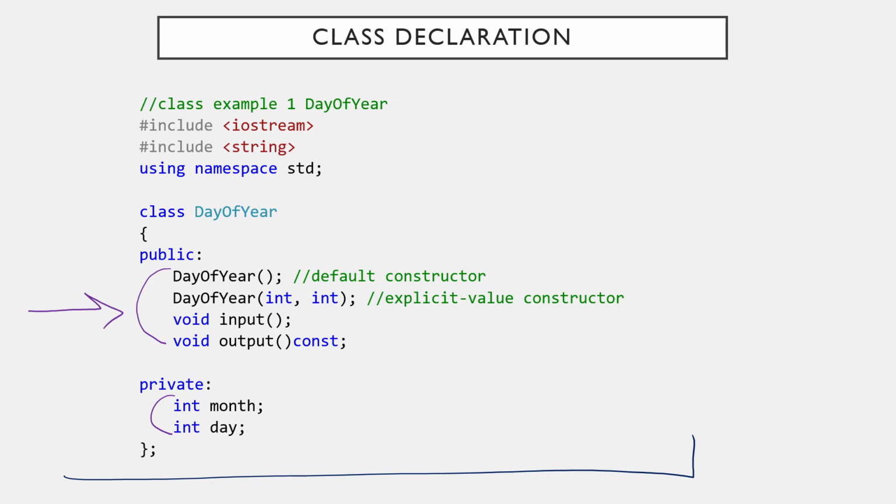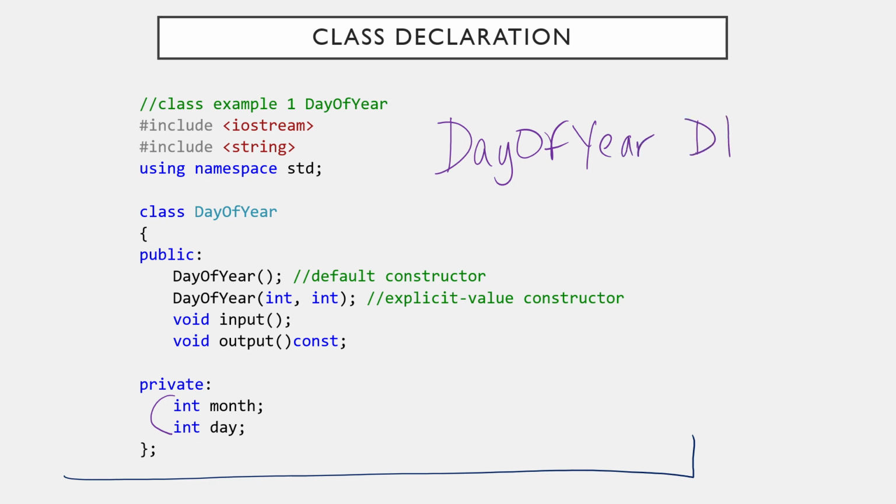So when I declare an object of type day of year, again, if I'm in my main function or any other function, and I declare day of year D1, that's going to call the default constructor. So whatever my default day of year is, D1 is going to do that.